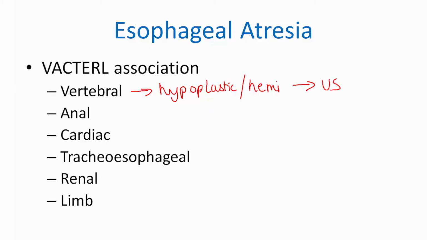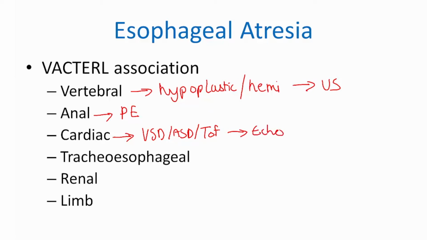The A stands for anal, and this commonly includes an imperforate anus. We diagnose this with a physical examination. The C stands for cardiac, and defects include a VSD, ASD, or tetralogy of Fallot. We diagnose this with an echo.